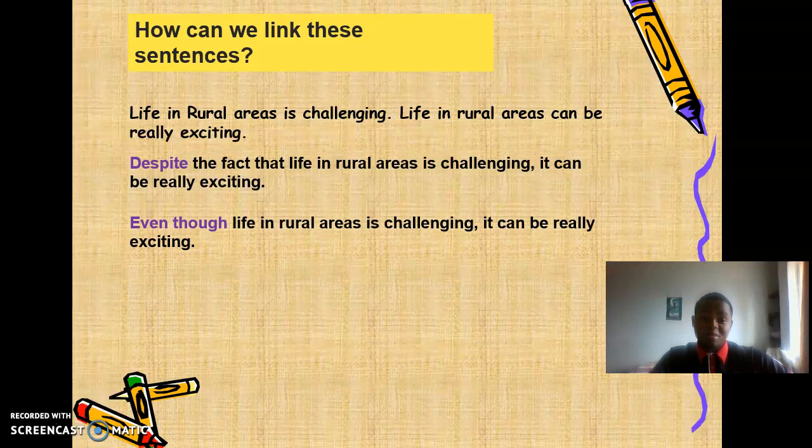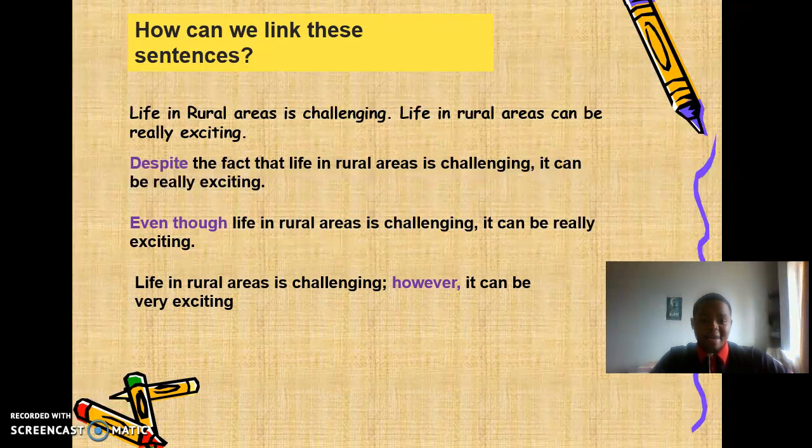Or you can also use even though. Even though life in rural areas is challenging, it can be really exciting. Makes sense, right? Life in rural areas is challenging. However, it can be very exciting. Now, they've used different types of logical connectors to show a relationship between those sentences. We first had despite, we had even though, now we have however. This just goes to show that you can actually play with them.